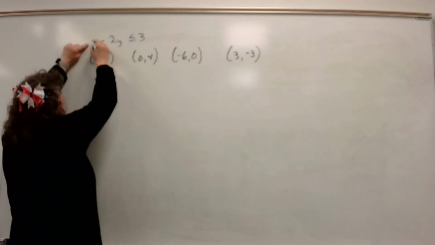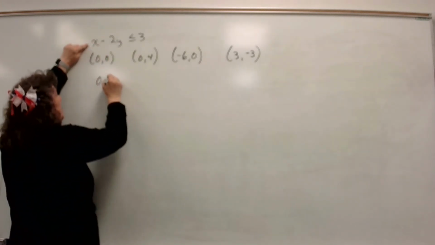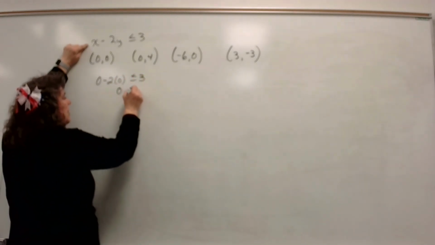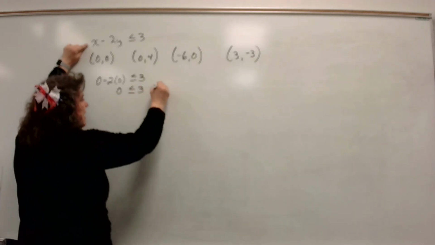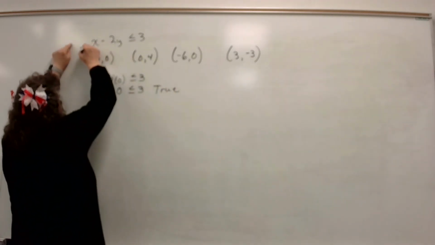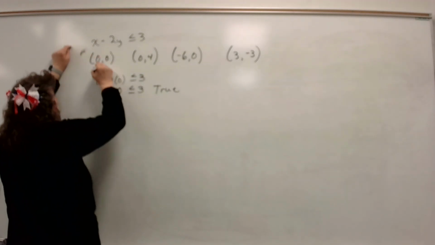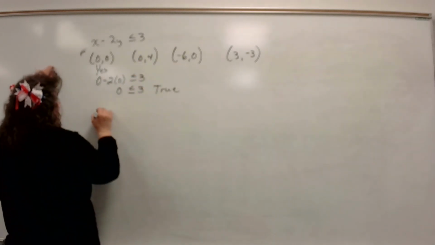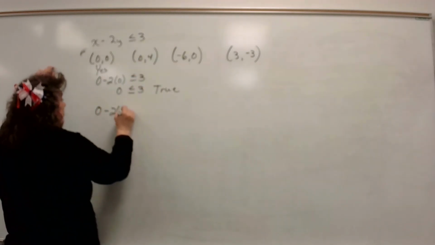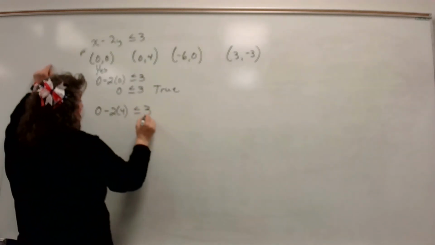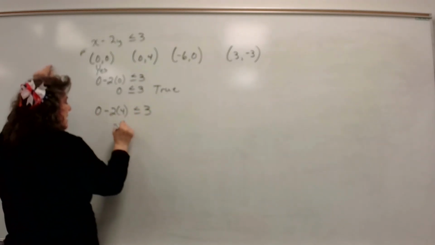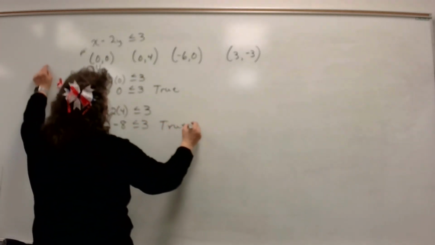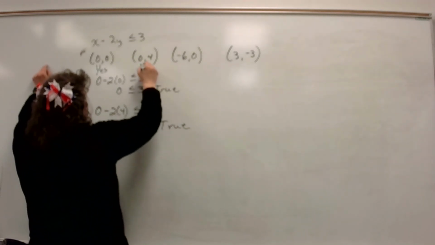That means we have to plug these numbers into the x and the y. So 0 minus 2 times 0, is this less than or equal to 3? Well, this is 0. 0 is less than or equal to 3, yes, that one's true. So that one is a yes. That one is part of our solution. How about (0, 4)? So 0 minus 2 times 4, is that less than or equal to 3? Well, 0 minus 8 is negative 8. Is negative 8 less than or equal to 3? Yes, this is true. So this one is a yes.